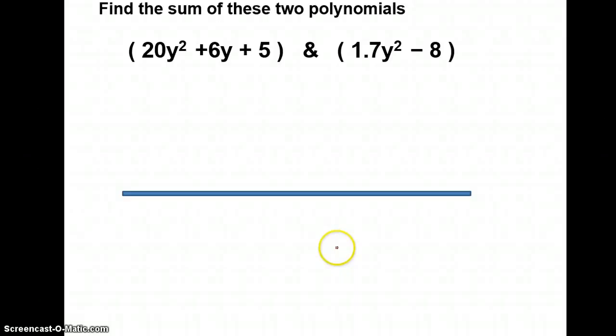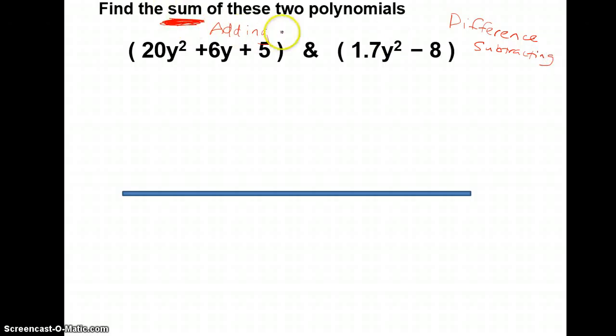Pause and try this one out. All right, notice how there's a little bit of a difference. There's finding the sum. So there's no need for me to put a negative in here. Sum, remember, means adding. So just wanted you to know difference means subtracting, whereas adding does not.